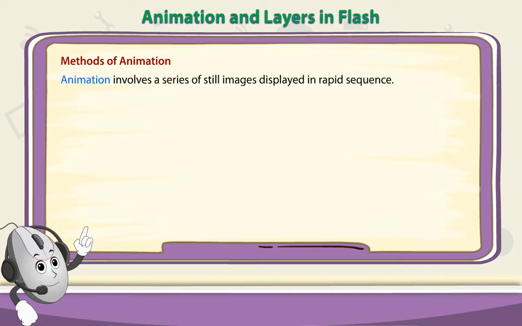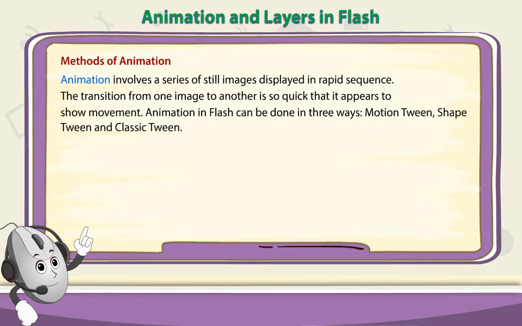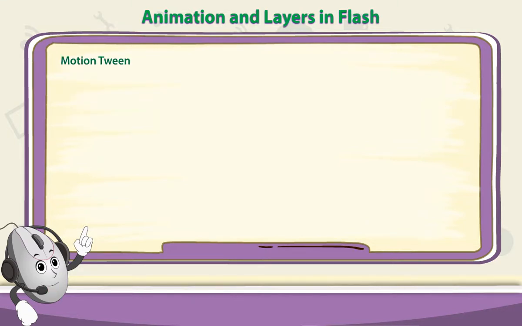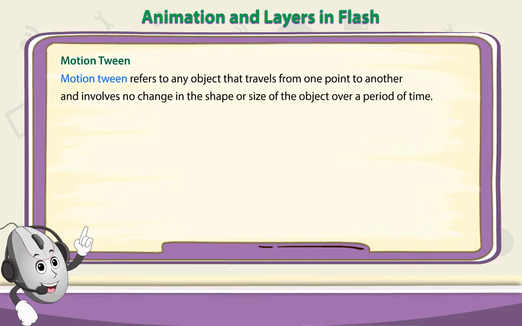Methods of animation. Animation involves a series of still images displayed in rapid sequence. The transition from one image to another is so quick that it appears to show movement. Animation in Flash can be done in 3 ways: Motion Tween, Shape Tween, and Classic Tween. Motion Tween. Motion tween refers to any object that travels from one point to another and involves no change in the shape or size of the object over a period of time.